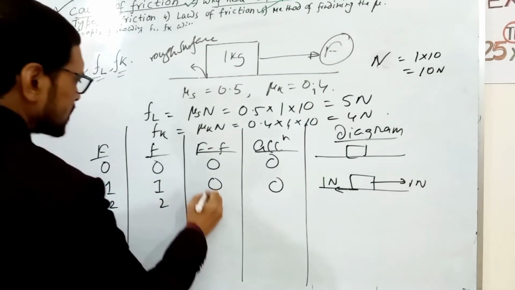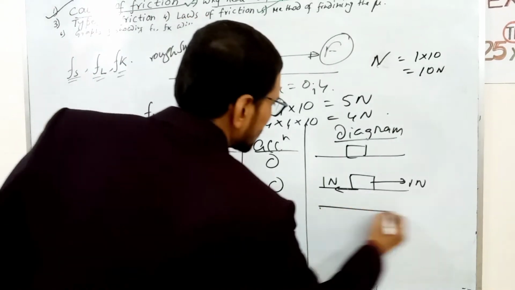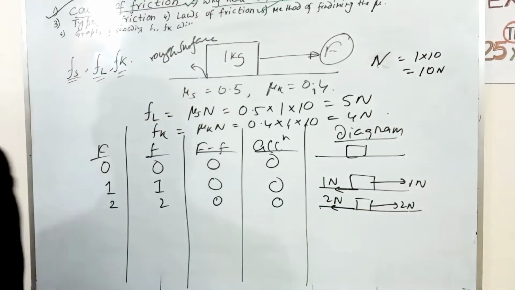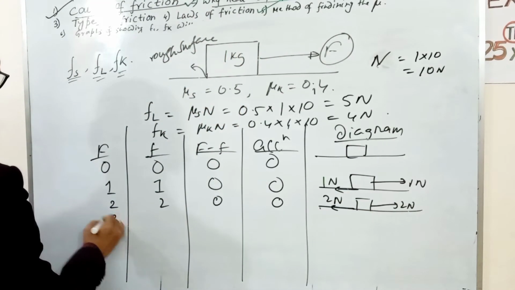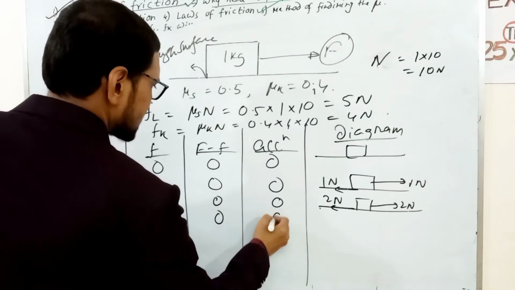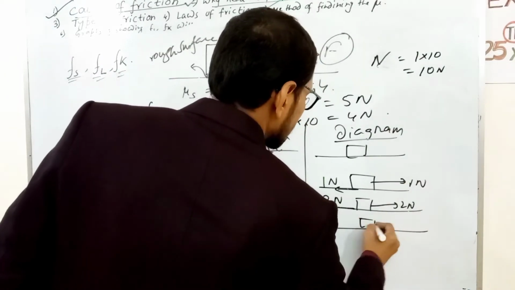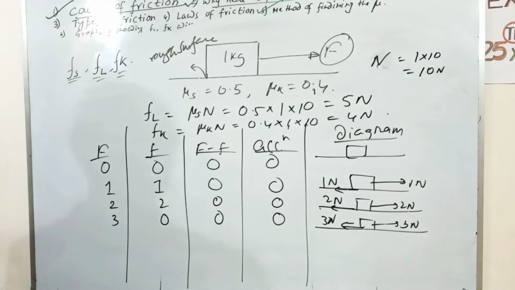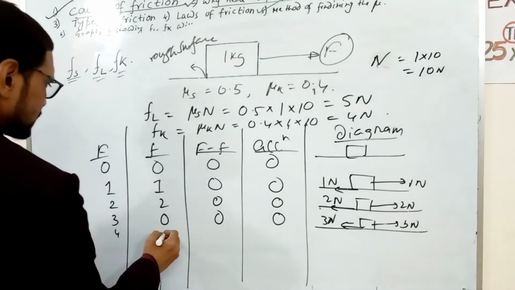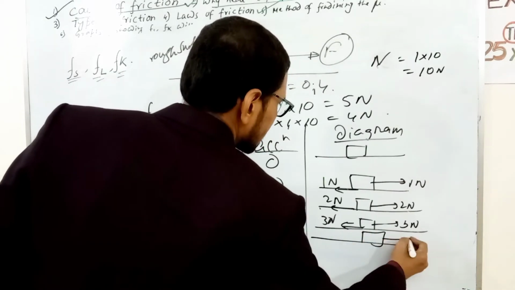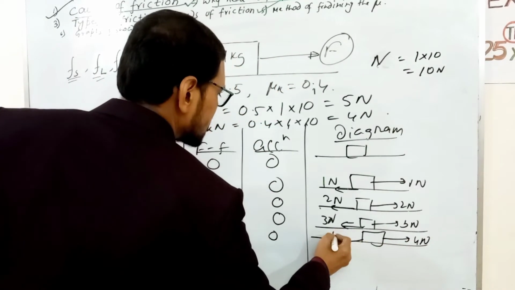So we increase to 2 newton. So friction force is also 2, net force 0, acceleration 0. So the diagram will be here 2 newton, friction force also 2 newton in this direction. Now if applied force is 3, then friction force is also 3, net force 0, acceleration 0. Okay, now up to 4, 5: suppose this is 4, friction force is 4, net force 0, acceleration 0, friction force is 4 newton.